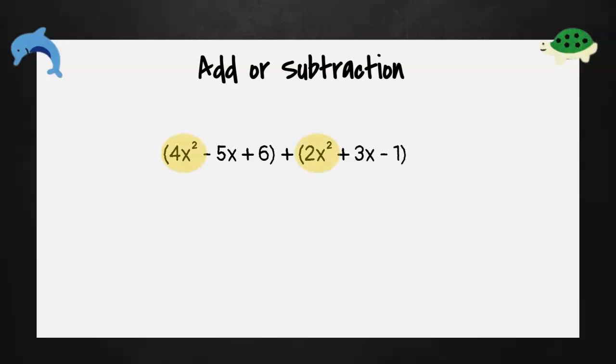So I have my 4x squared and my 2x squared. When I add those together, I have 6x squared. I'm going to add my next terms, which is negative 5x and a positive 3x, which gets me negative 2x. Then I add my constants together, so I have 6 minus 1, which is 5. I can't combine any of these terms, so this would be my final answer, written in standard form.